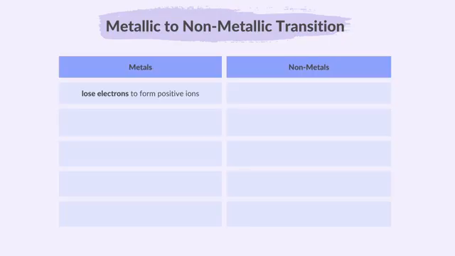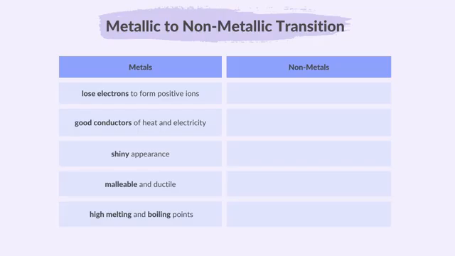Metals are elements that tend to lose electrons to form positive ions in chemical reactions. Metals are typically good conductors of heat and electricity. They have a shiny appearance. They are malleable and ductile, which means that they can be shaped or bent. They generally have high melting and boiling points.